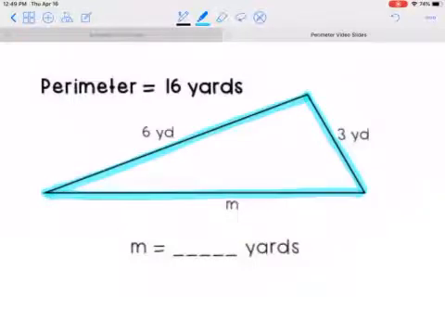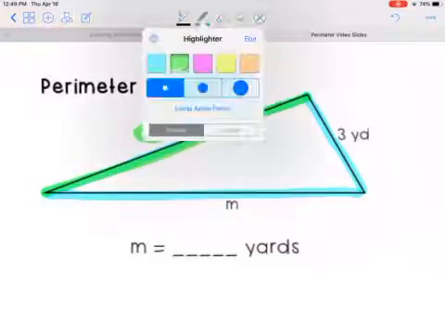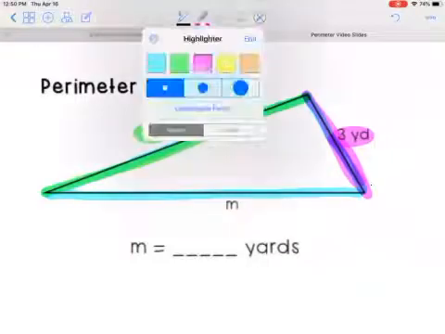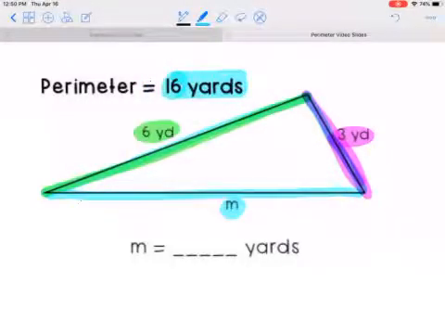And we have to think about, what do we know? We know that the total perimeter is 16 yards. We know that the side length here is 6 yards. So from here to here is 6. Then from here to here is 3. And then this bottom blue line, we don't know. We just know that it's m yards long.